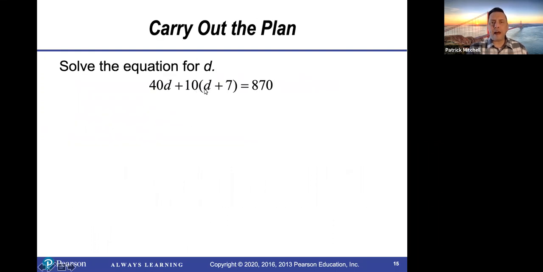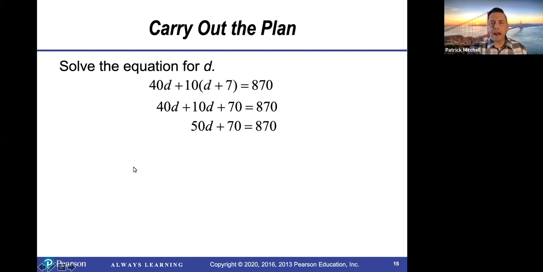40D plus 10 times D plus 7 equals 870. We will distribute the 10. 10 times D is 10D. 10 times 7 is 70. Combine like terms. 40D plus 10D is 50D.